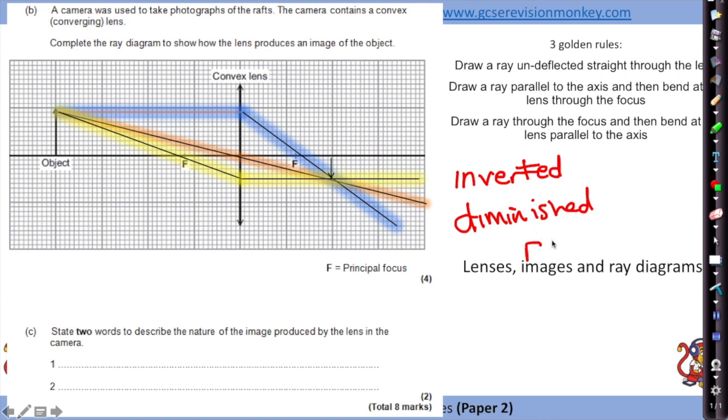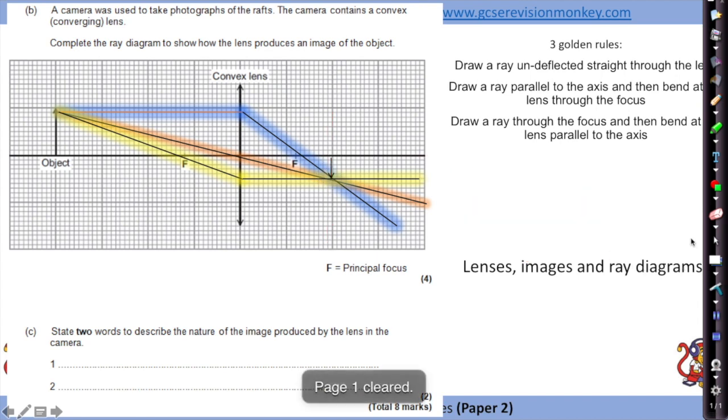And this one is a real image. The reason why this is a real image is because it's on the opposite side to the lens. We could put this on a screen. So I could have a screen here, and this would be me projecting my object onto the screen. We'd be able to see it, it'd be in focus, and it'd be nice and clear. So we call it a real image.